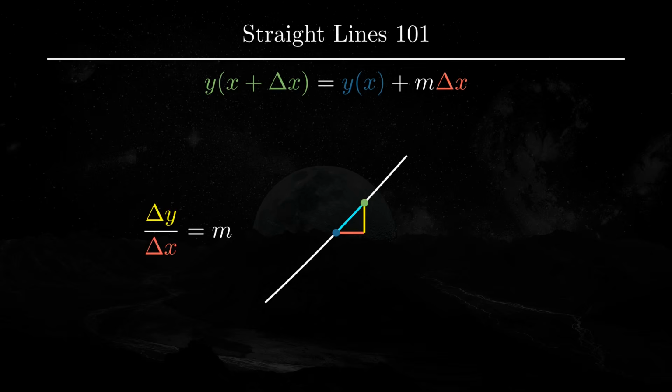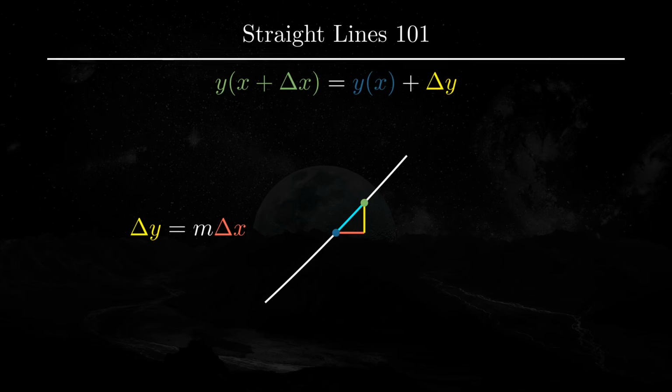The letter m is just a constant, and it is equivalent to a conversion factor between delta x and delta y. Multiplying delta x by m turns it into delta y. This way, when you add m times delta x to y, you are equivalently adding delta y to y.